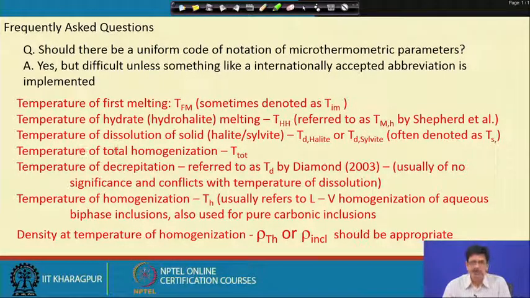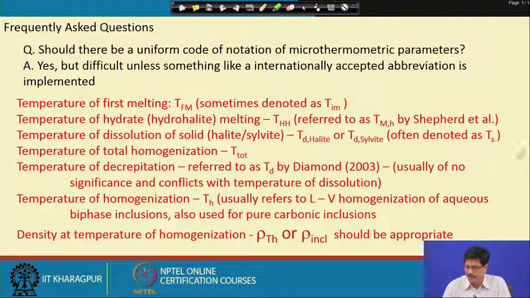Similarly, the temperature of dissolution of any of the daughter crystals, like say halite or sylvite, or for that matter any other mineral which could possibly dissolve on heating. So far, we could see only these two mineral daughter crystals which actually dissolve, and the rest of them do not, because of kinetic factors or maybe some other reason as yet not understood. So, we represent it as TD halite or TD sylvite, D standing for dissolution.